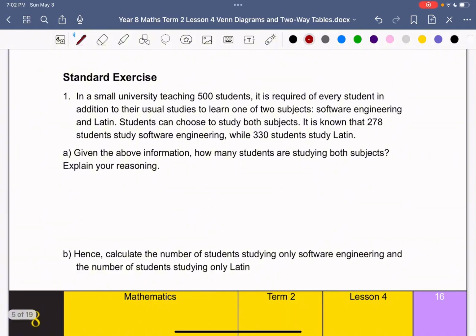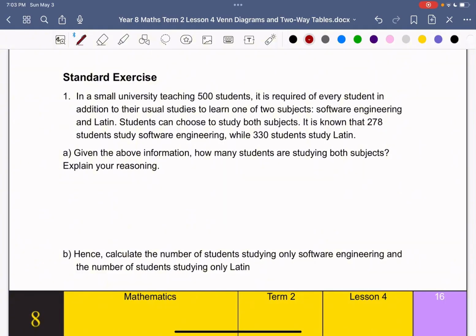Now moving on to standard exercise. In a small university teaching 500 students, it is required of every student, in addition to their usual studies, to learn one of the two subjects, software engineering and Latin. Students can choose to study both subjects, and it's known that 278 students study software engineering, while 330 students study Latin. How many students are studying both subjects?